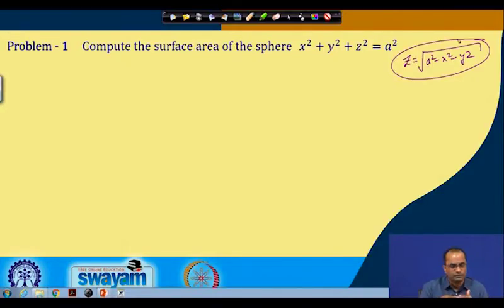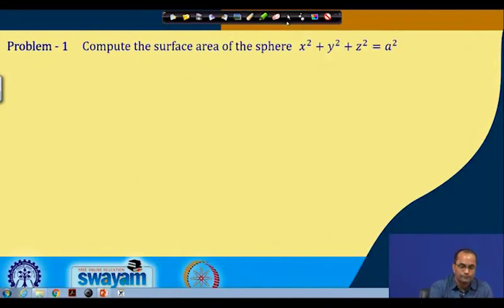And we can double it to compute the surface area of the whole sphere. So, we are considering only the positive part, the upper half of the sphere, and when we project onto the xy plane, we will get this circle of radius a with the center at 0, 0.